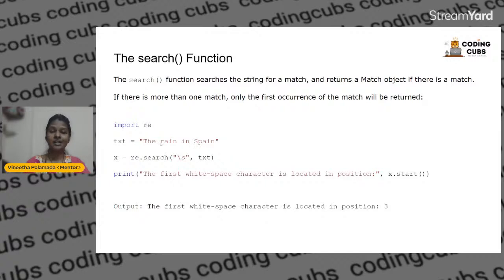From the start, it is telling me the position of the space that I'll get. So 0, 1, 2, 3. It is just saying that in the third position, I'll have my first space character. That is about the search function.